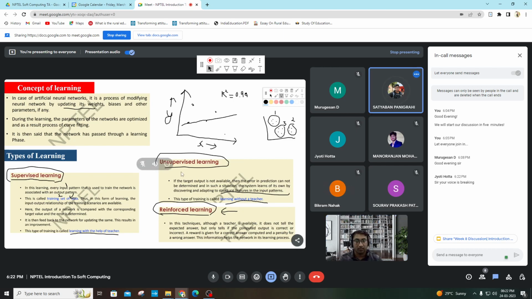Okay. So I think this slide is clear to all of you. The concept of learning and the three types of learning: supervised, unsupervised, reinforced. This is one of the most common questions. If you are facing any exam, it is basically asked: what is supervised learning, what is unsupervised learning, what is reinforced learning. So I hope this is clear to all of you.